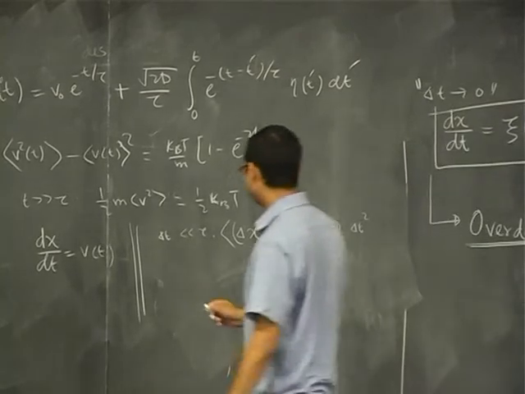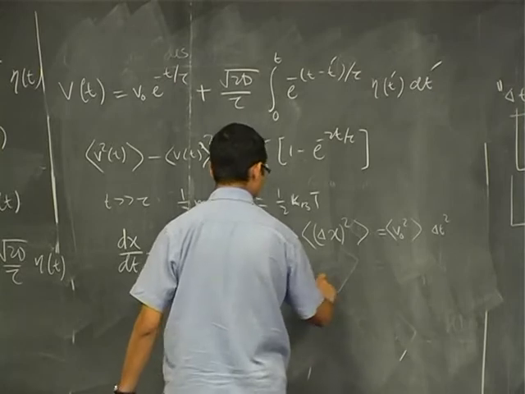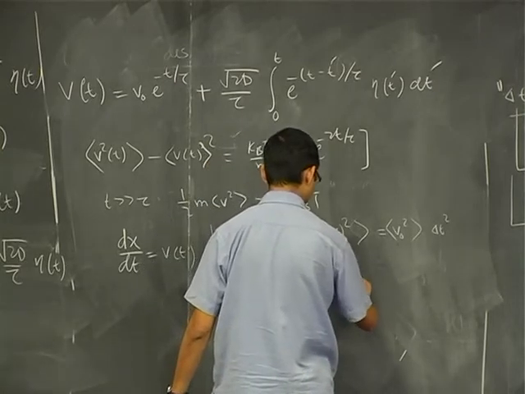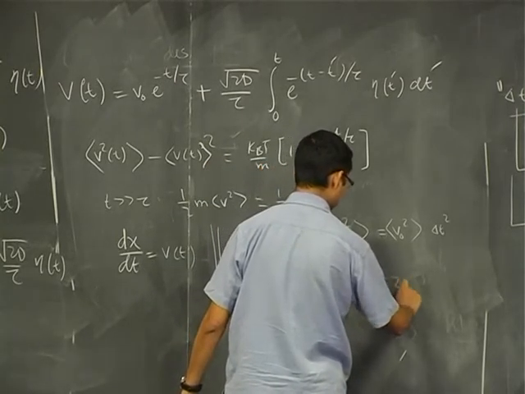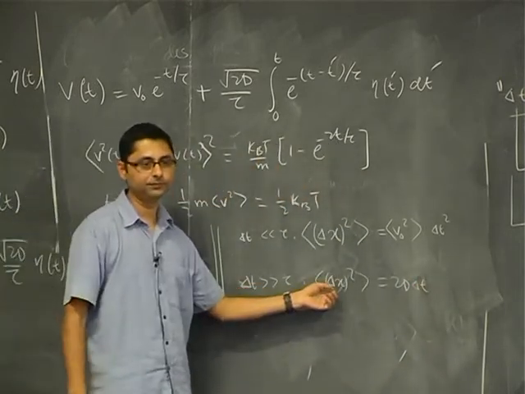On the other hand, if you take a time t which is much larger than tau, what you will find is that delta x squared goes like t. So this is a diffusive behavior, right?